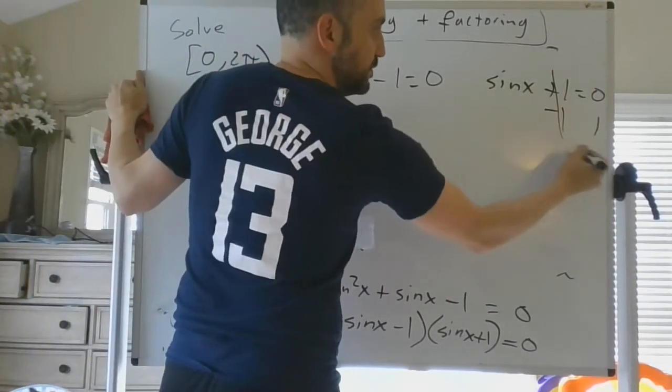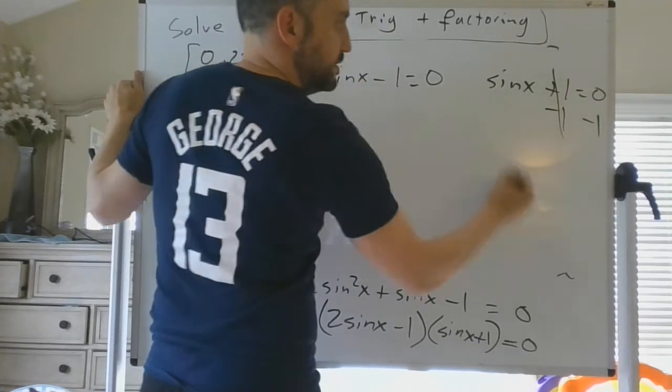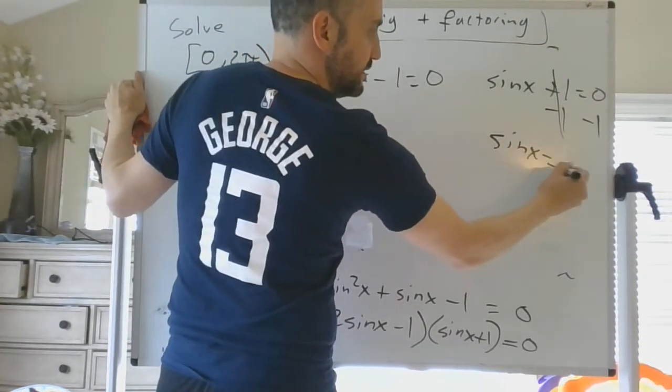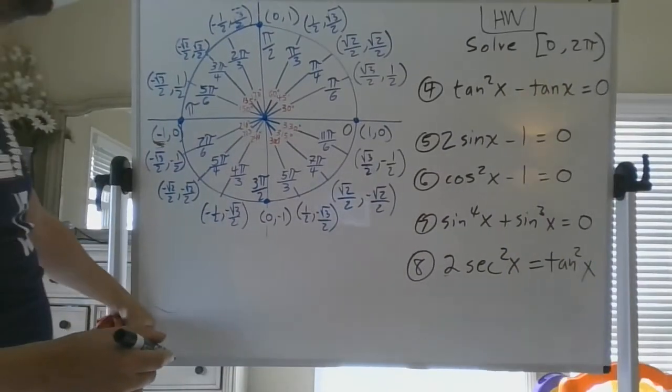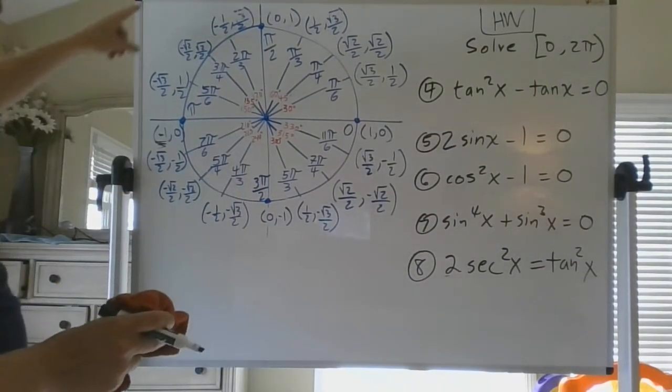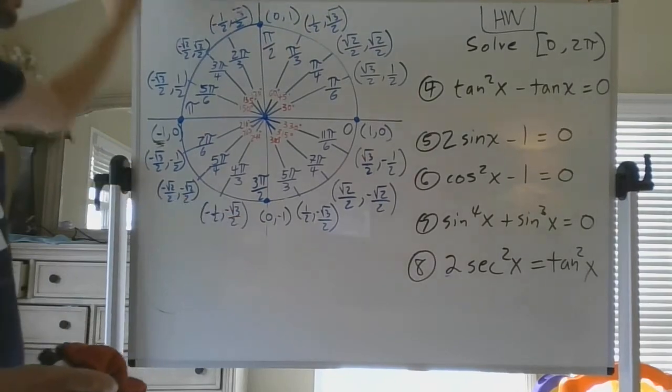I'm going to solve this one first. Minus 1, minus 1. Sine of x equals negative 1. Where is the sine of what negative 1? Sine of what is negative 1? Here. That is 3 pi over 2.